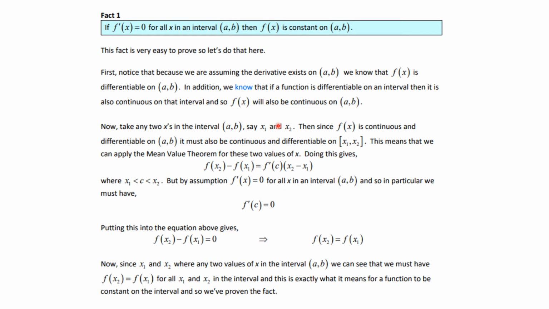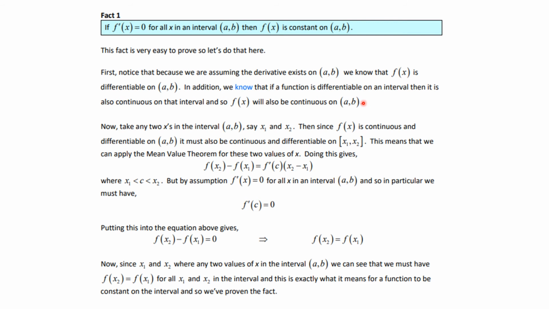We're going to close with a couple of facts here. If f prime of x is equal to 0 for all x in an interval, then it's constant. Now previously, we knew that if f of x is a constant, the derivative is 0. But this is the other way about. This is saying if the derivative is equal to 0, then we know that f of x is a constant. Well, we're going to prove this using the mean value theorem.